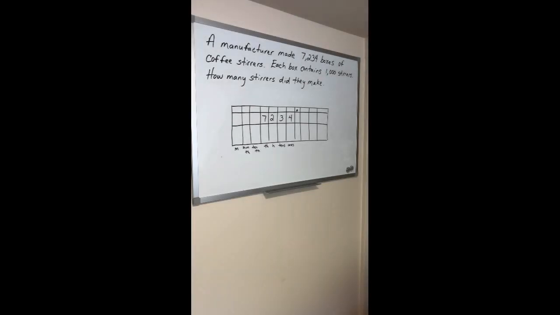So I know what you're thinking, Mr. Hazel, when will I ever use this in real life? I'm so glad you asked. Here's a real life example. A manufacturer made 7,234 boxes of coffee stirs, and each box contains 1,000 stirs. So how many stirs did they make?